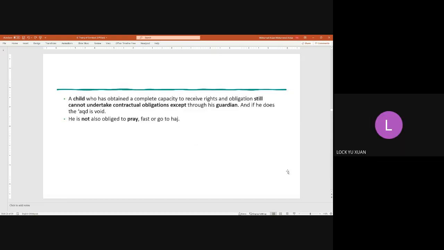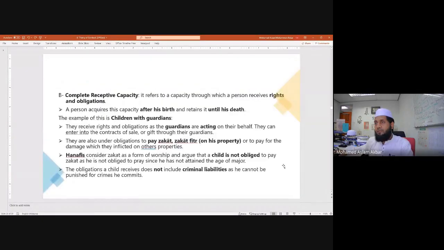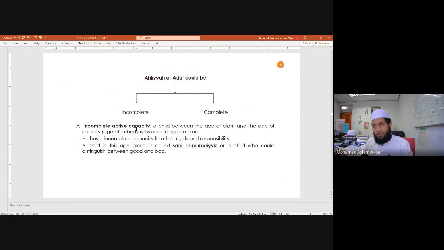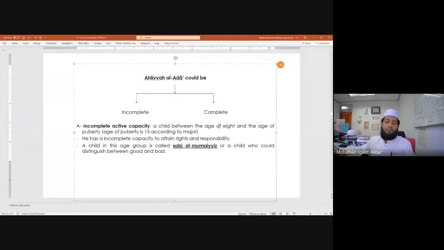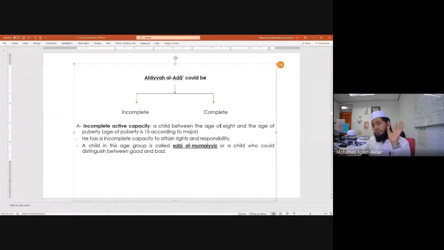Sir, actually, I want to ask what is the age for the complete receptive capacity? Okay, you're talking about complete receptive capacity. It starts from the birth. It goes until, let's say, the next stage, incomplete, at the age of 8. So before 8, you can keep it in that category.